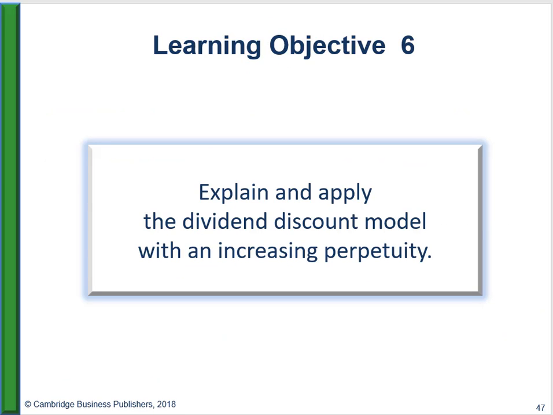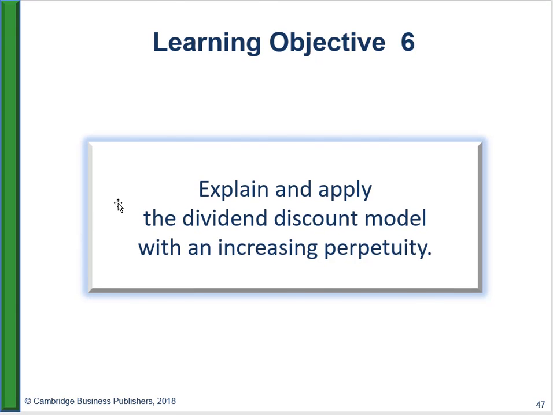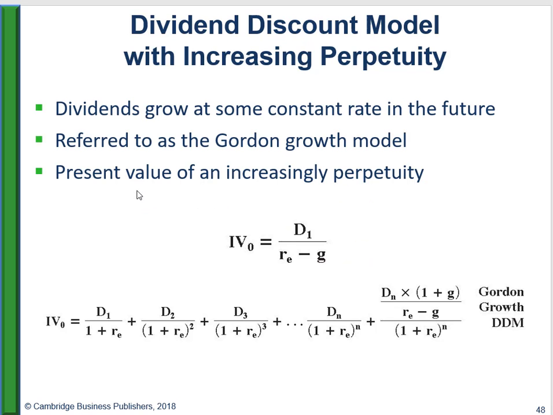Okay, next, explain and apply the dividend discount model with an increasing perpetuity. So this adds a little wrinkle to it. Very rarely, if ever, do you have a dividend that stays the same forever. In that last example, the dividend of $2.75, the assumption was it never changed. Well, typically you'll see a dividend increase at least with GDP growth as inflation goes up. So how would we factor that in? And that would look something like this, and it's what we refer to as the Gordon growth model.